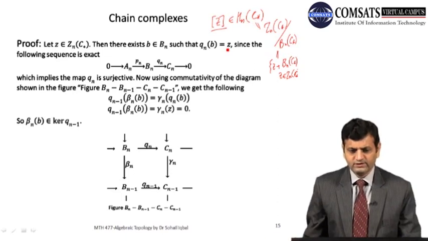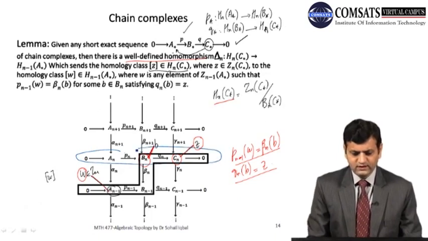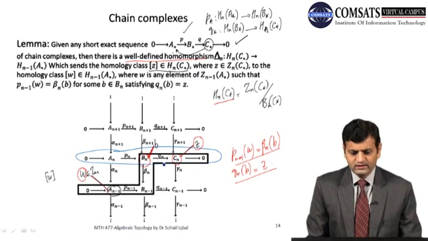So let's go back to our picture. If I have Z over here, now this sequence is exact, because it is a short exact sequence of chain complexes. So if it is a short exact sequence, then this portion consists of modules An, Bn and Cn, and Pn and Qn, which are our module homomorphisms.